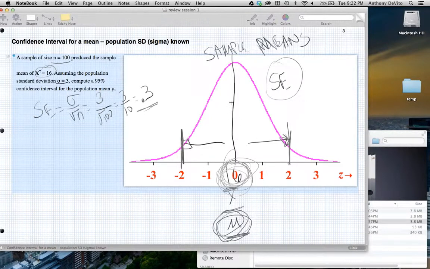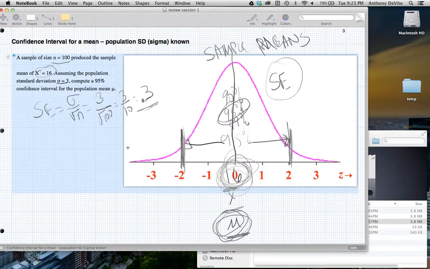I could say I want to be 90% confident. I could say I want to be 95% confident. I could say I want to be 99% confident. For the moment, I'm going to say I want to be 95% confident. That means 95% of this normal distribution, and we know usually that's 2 standard deviations above to 2 standard deviations below.